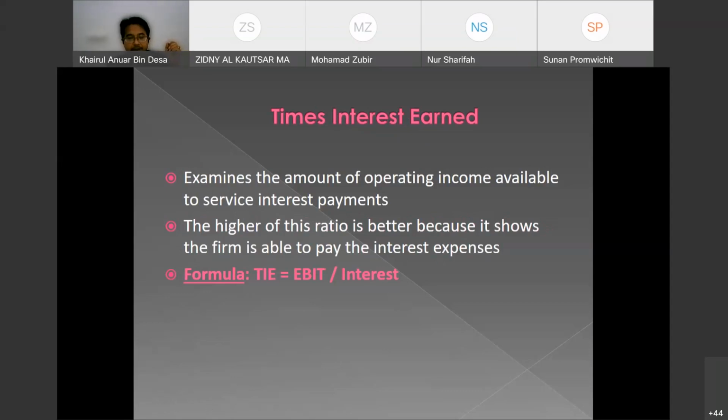And this is the time interest earned. Time interest earned means, is our company able to service the interest? Kita hutang tadi ada faedah, ada interest. We make a loan dengan bank, kita perlu membayar kadar faedah. Is our company able to pay the kadar faedah? Able to service the interest? Okay, EBIT, you dah tahu kan, earnings before interest and tax over interest. Okay, the higher this ratio, the better. So the firm is able to pay the interest expenses.